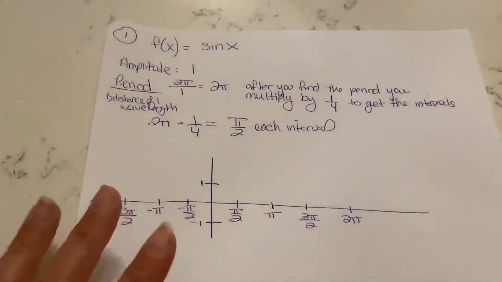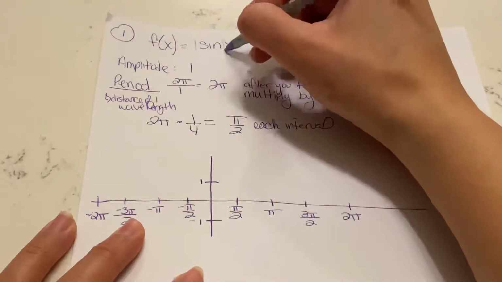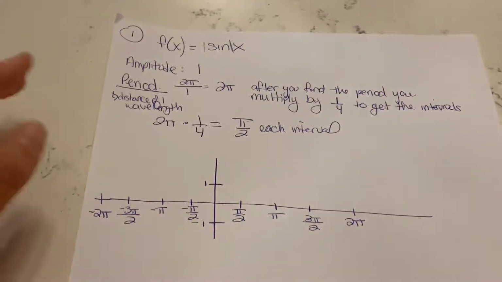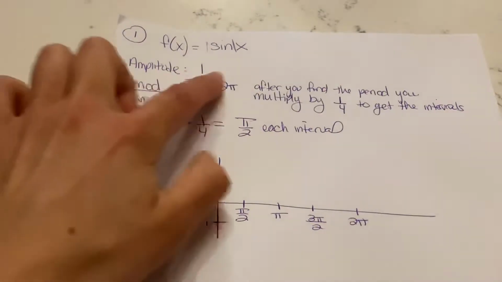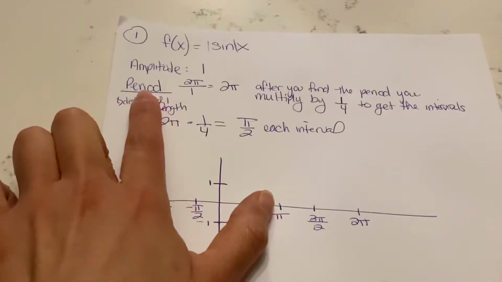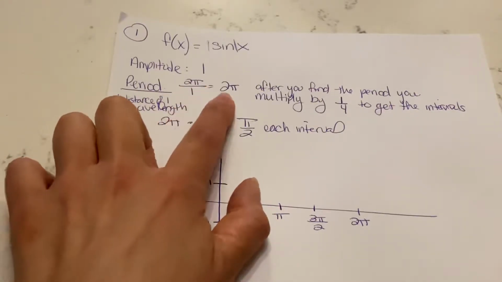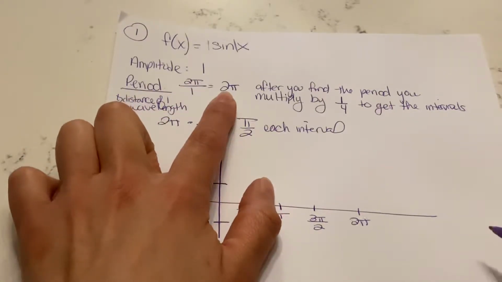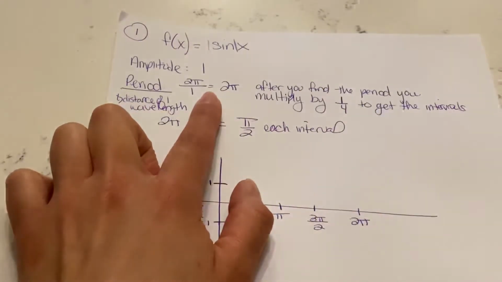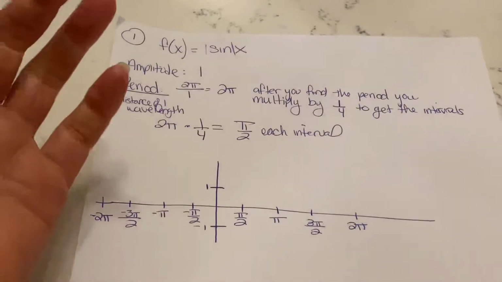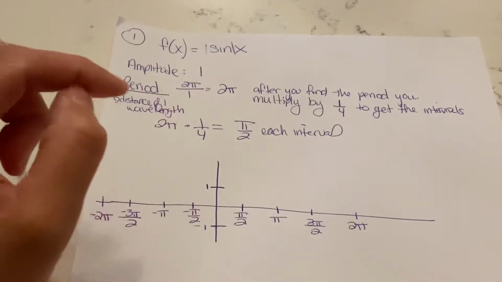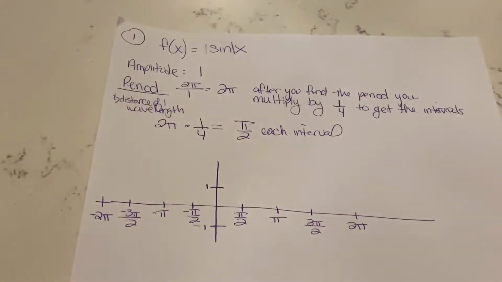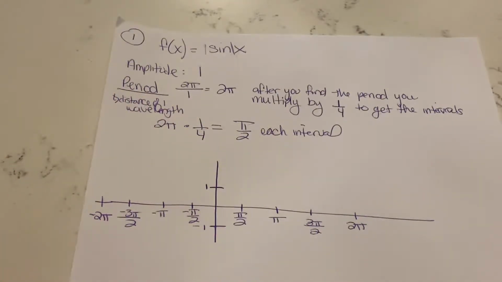When you don't see a number, there's a 1 here and there's a 1 here. So what does that tell me? Amplitude is 1. I'm going to use the 1 to find the period, so 2 pi over 1 gives you 2 pi. That tells you that one full wavelength will take 2 pi, like a full rotation of the circle. But I need to know how to split up my intervals. I know I have 4 intervals because you have 4 quadrants.